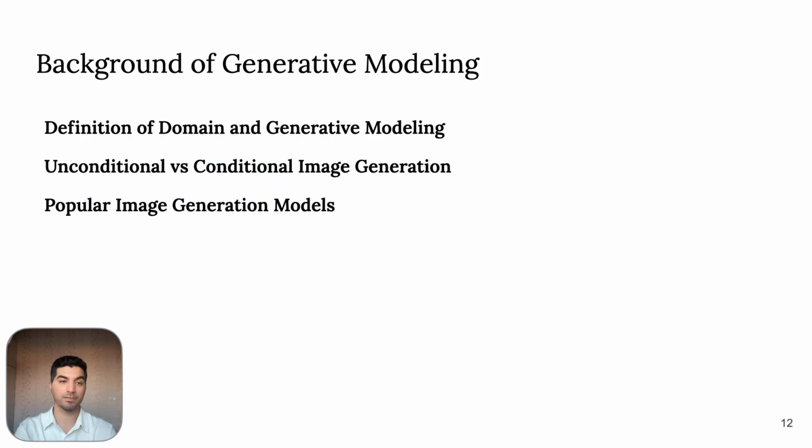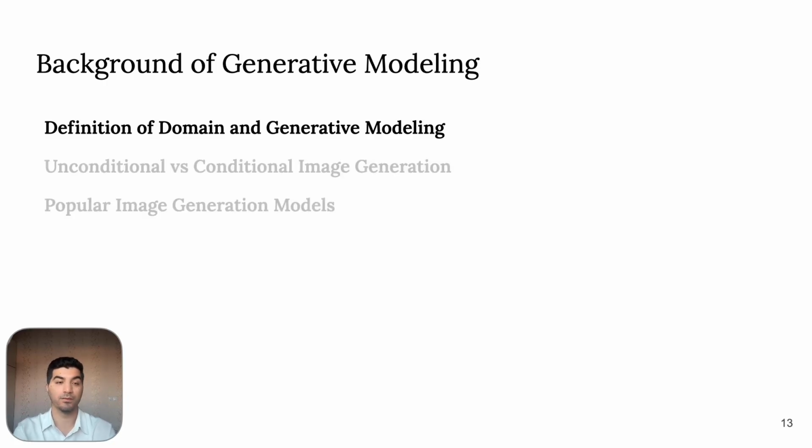And here we discuss three main things. First, we discuss the definition of domain and generative modeling. Then we discuss the difference between conditional and unconditional image generation. And finally, we will briefly discuss popular image generation models. Note that here we don't consider data constraints, and these are some common concepts shared among all image generators. We start with discussing the definition of domain and generative modeling.